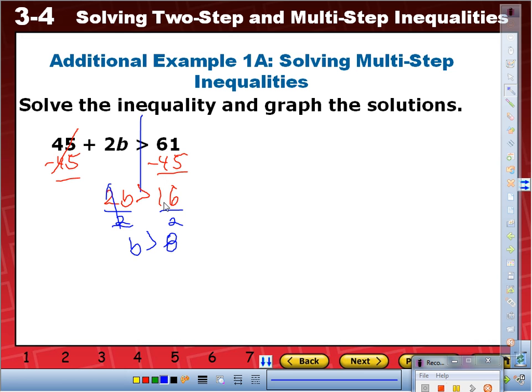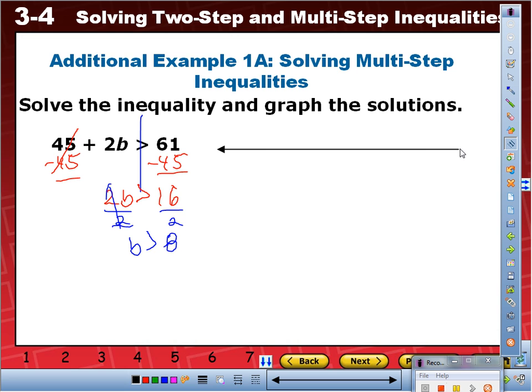Okay? Does everybody understand the process? Yes? It should be familiar since we already did multi-step equations. Now it's starting to feel a little bit easy, right? So let's graph this. Hold on. Here we go. Let's graph this.